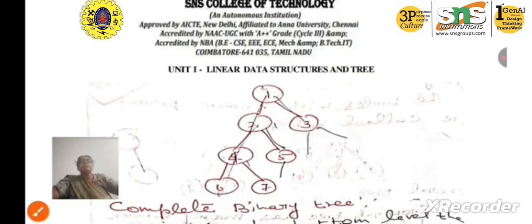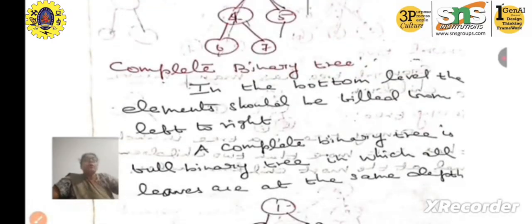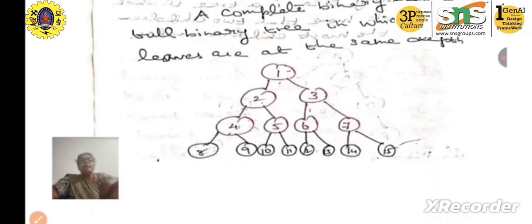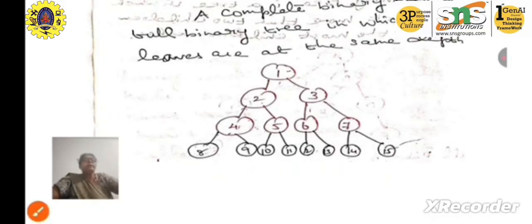Next one is a complete binary tree. In a complete binary tree, all levels are completely filled except possibly the last level. In the last level, nodes are as far left as possible, filled from left to right with no gap. This is a complete binary tree.